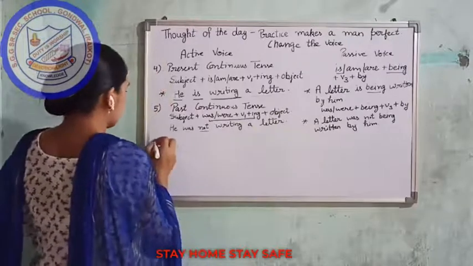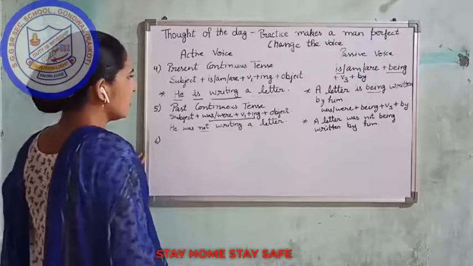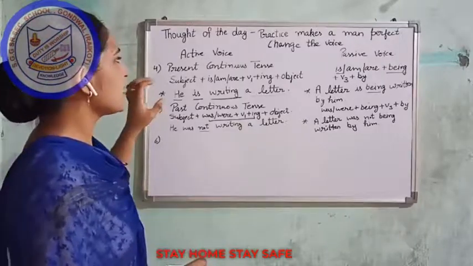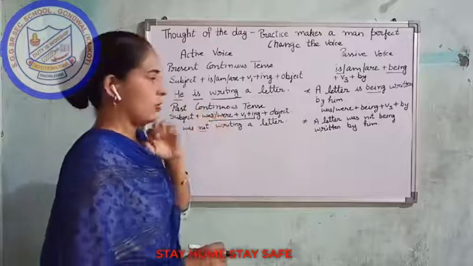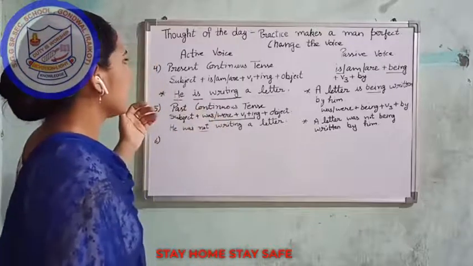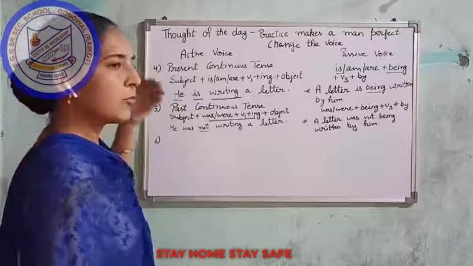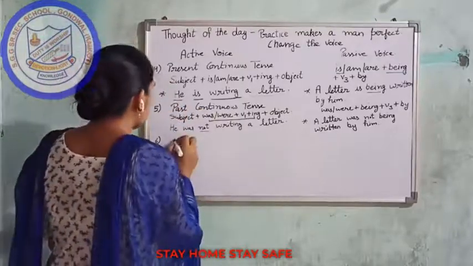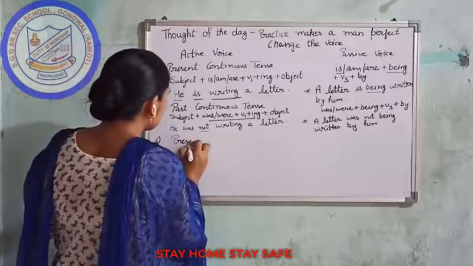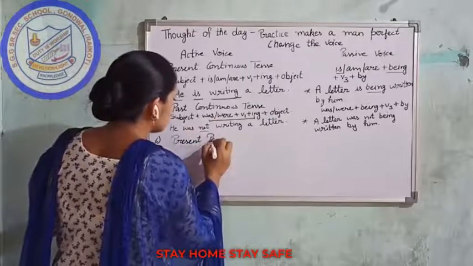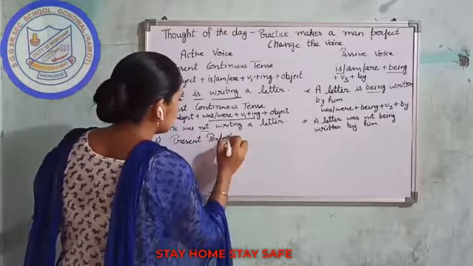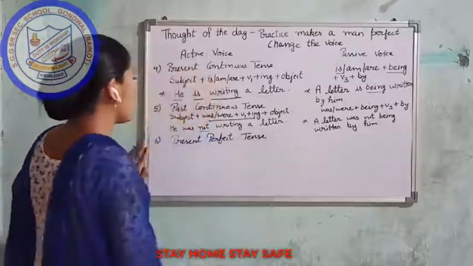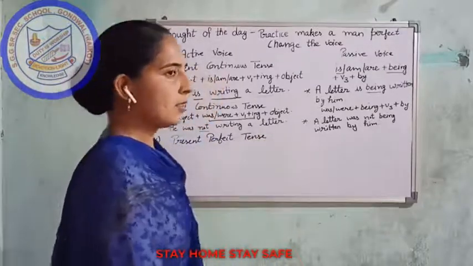Our next tense is future continuous tense. No, the future continuous tense has no active or passive voice. So we cannot make use of future continuous tense as change the voice. So here is present perfect tense. Now what is the indication of present perfect tense?